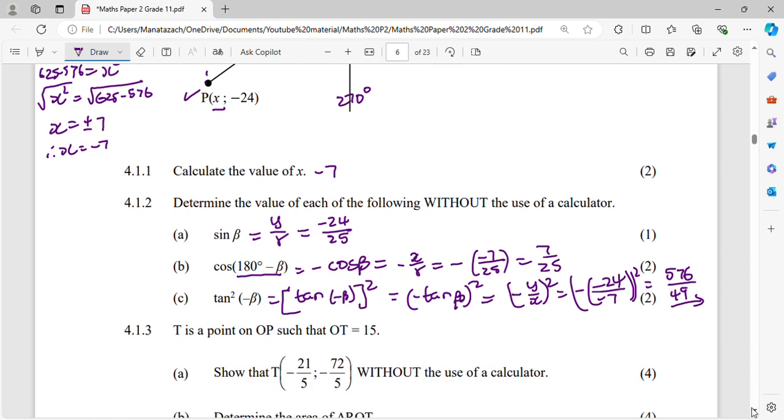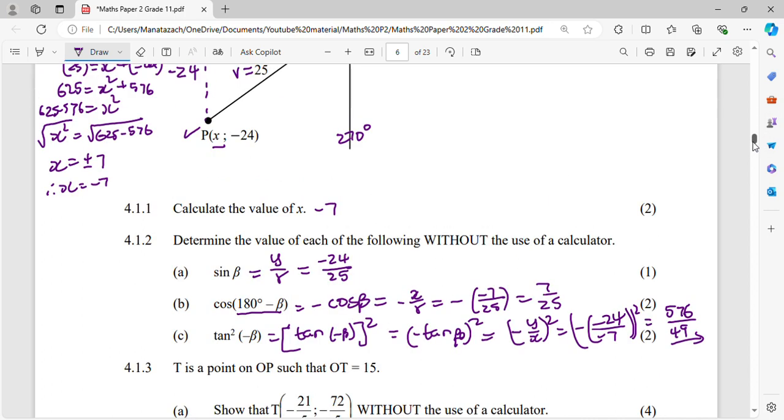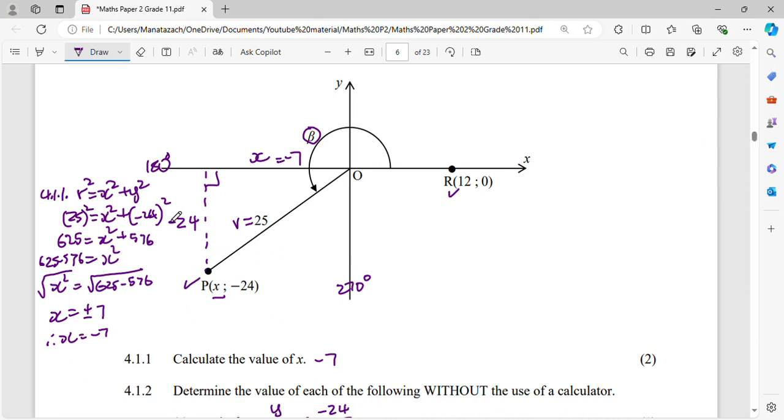Now let's go to 4.1.3. T is the point on OP such that OT is 15. Now let's try and visualize this. So T is the point on OP, so T is somewhere over here. Okay, so the question is determine the coordinates of P.